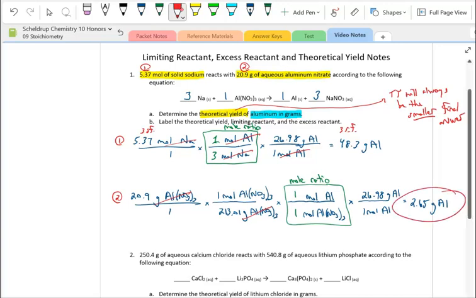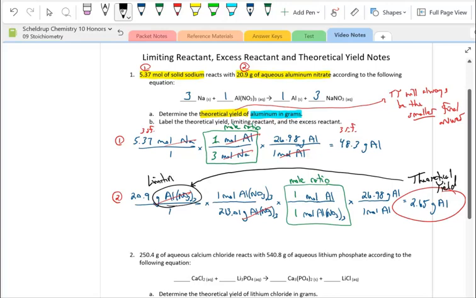So I'm going to circle the 2.65 grams, and I'm going to label this my theoretical yield. And then the way that you figure out the limiting reactant is whichever reactant got you to that theoretical yield. So my limiting reactant is going to be the aluminum nitrate. That's the one that's going to run out first. And now by process of elimination, I know that the other one, in this case the sodium, that's going to be my excess reactant. That's the one that I still have left over at the end.